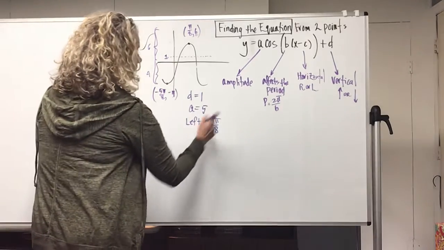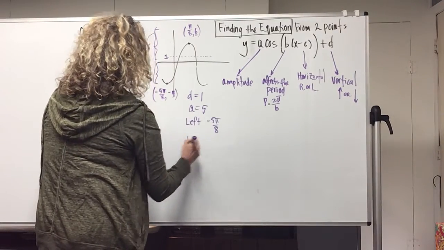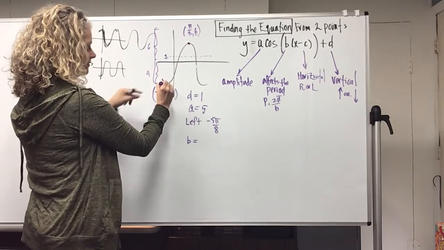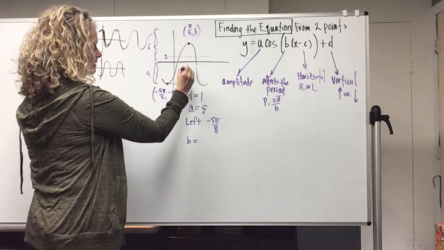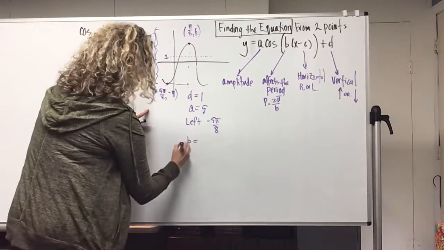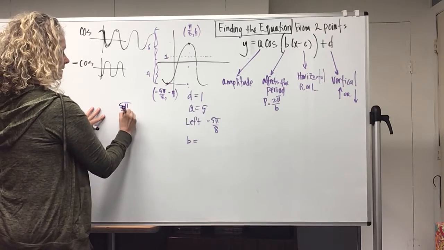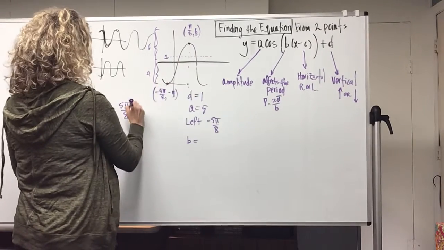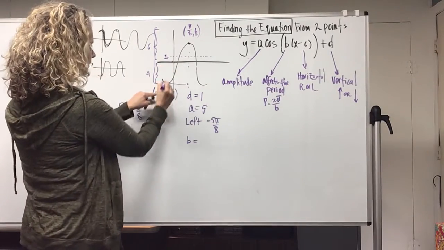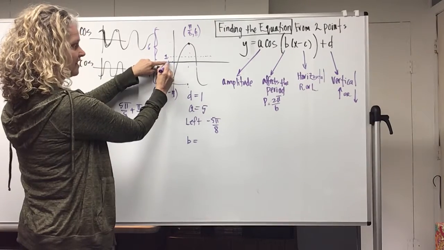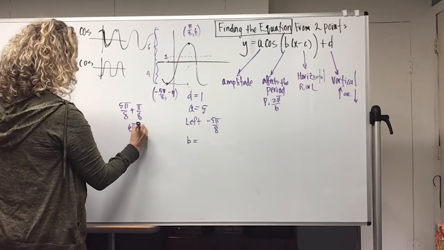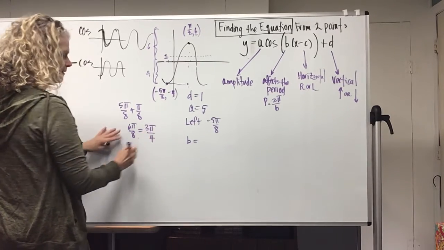And now we need to find our b term. Now, looking here, from here to here is half of a period. So we want to find the distance from this point to this point, and then we're going to multiply that by 2. So the distance from 5 pi over 8 plus pi over 8, notice we're adding because we're finding distance. So although this point is -5 pi over 8, this distance is 5 pi over 8, and this distance is pi over 8. So now we have 6 pi over 8, or simplified, 3 pi over 4.